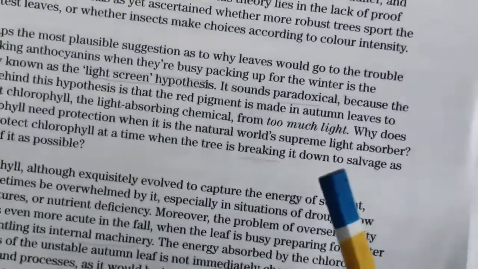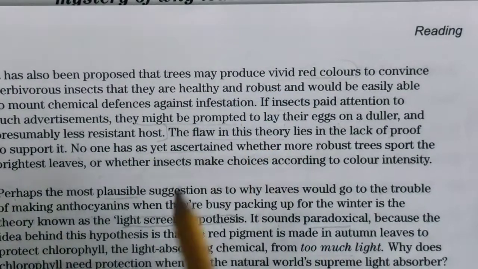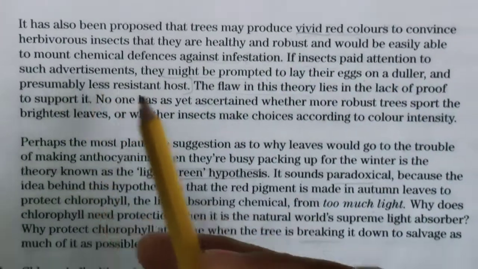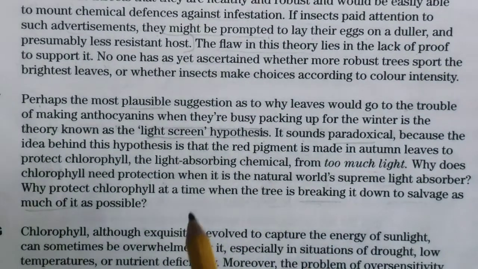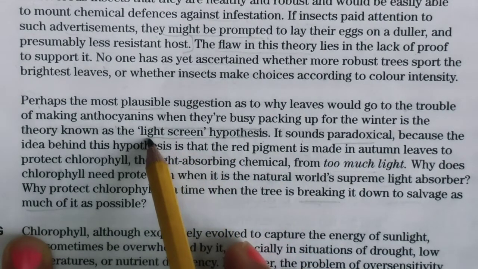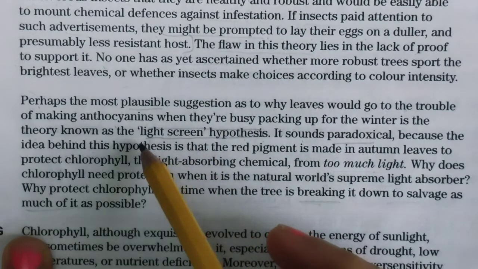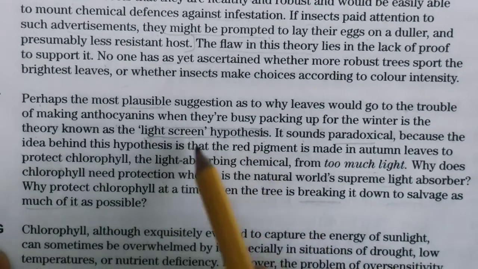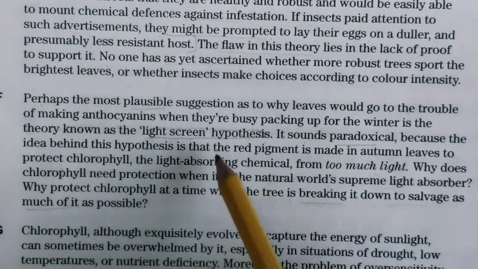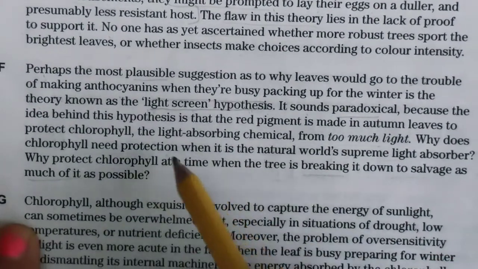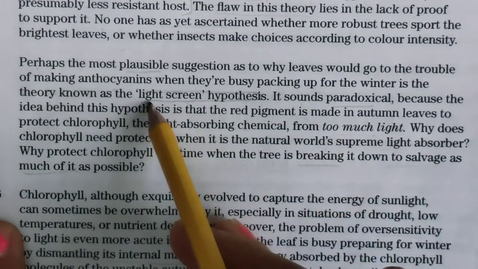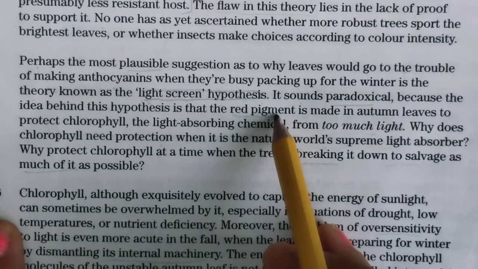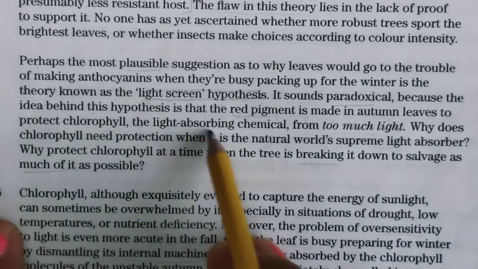Yes, in E, vivid red color to convince herbivorous insects they are healthy and robust would be easily. But they are talking about some tree there. We don't need to go further, we have found this word. It means light screen hypothesis, the topic of the fill in the blanks. So we have to read somewhere around here, and of course in the lower paragraph also. Here we have found the light screen, the theory known as this: red pigment is made in autumn leaves to protect this chemical from too much light.